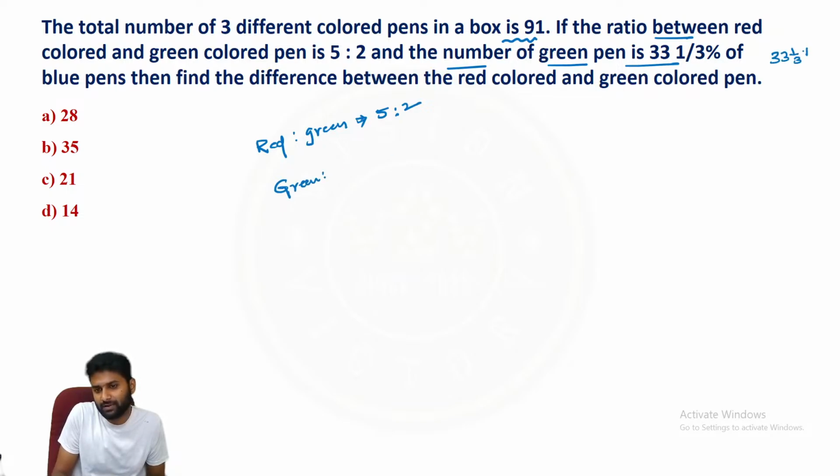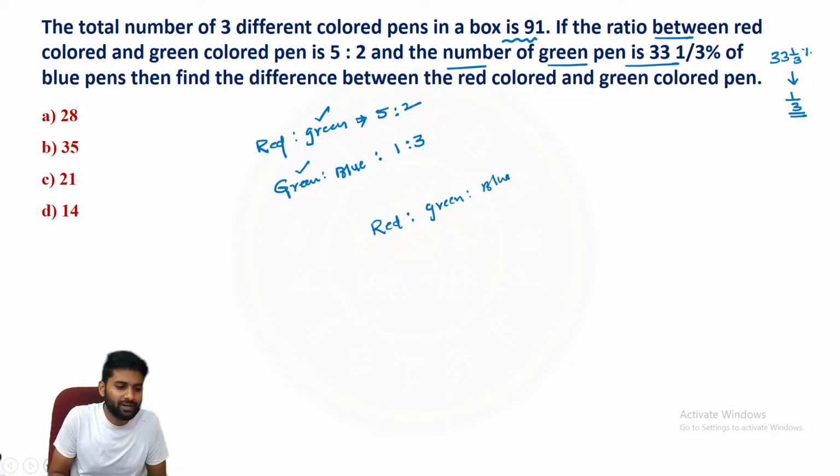Guys, 33 1/3 percentage is equal to one third of the value. So if green pens are compared with blue pens, it is one third of the value. One third of the value means if blue is 3 units, green is 1 unit. Now, if you observe, green is the common data, red, green, blue. If green is common, you have to equate the green value.